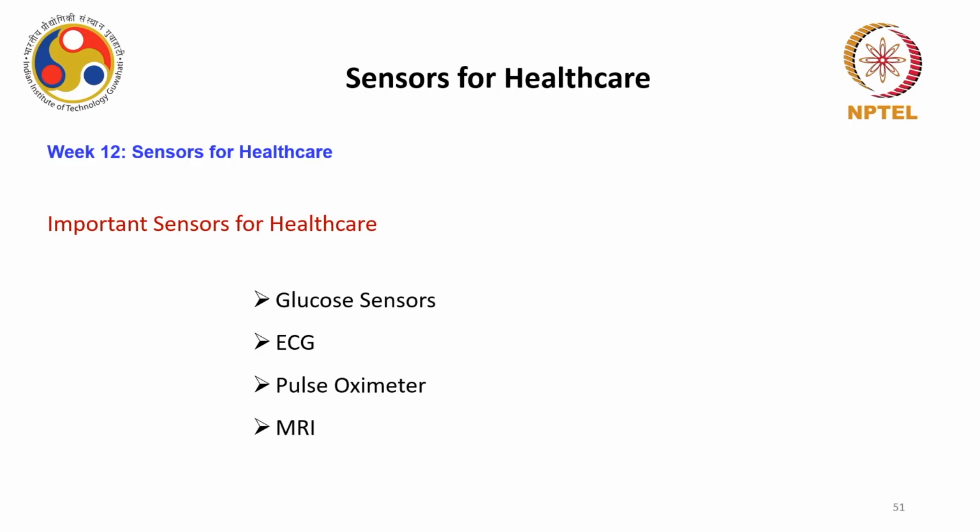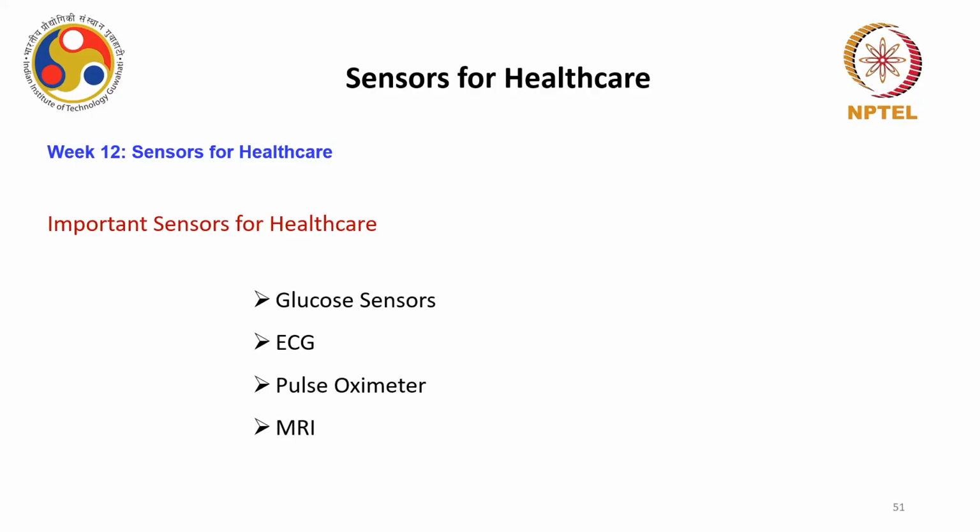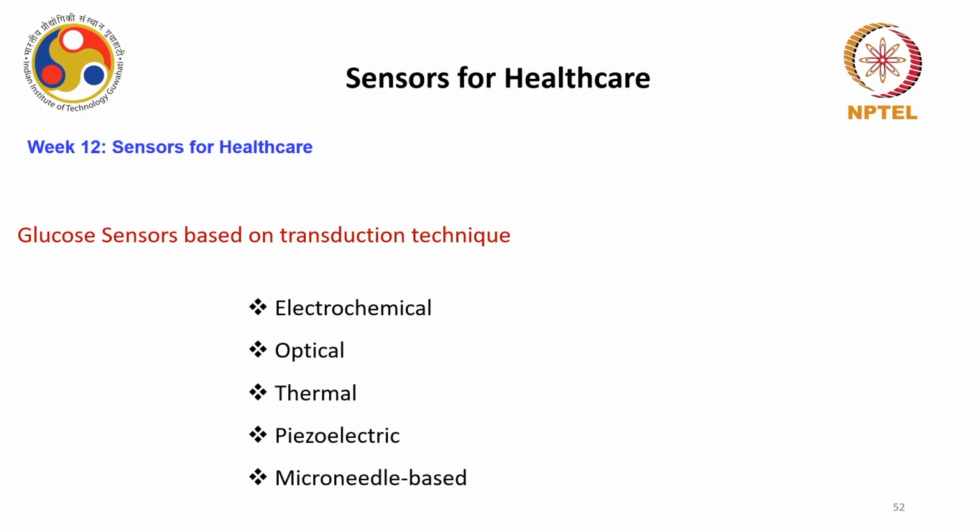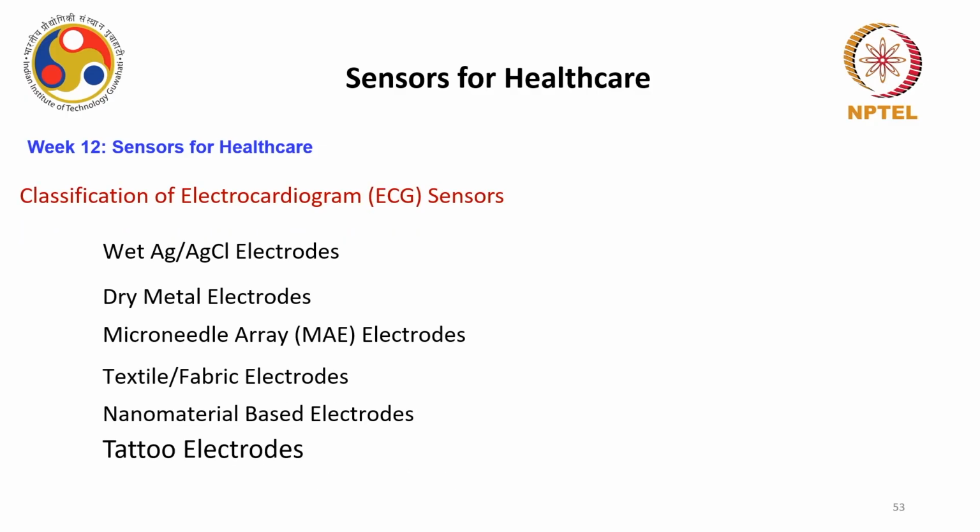Out of all these things, we have finalized 4 different sensors, based on the principles of which you can derive other sensors. The 4 categories of sensors for healthcare that we talked about were the glucose sensors, the ECG devices, the pulse oximeters, and MRI. Glucose sensors we have seen based on various transduction techniques like electrochemical, optical, thermal, piezoelectric, and then MAE, the microneedle based devices.